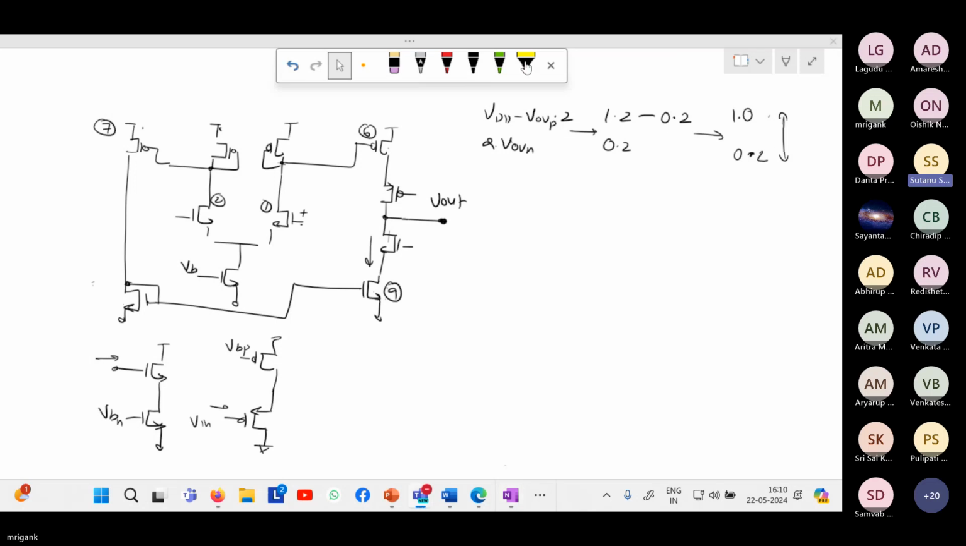Sir, for very low input, it may be turned off. Can you speak a little more clearly? What is your thinking? Sir, for the NMOS to turn on, VGS should be greater than VT. So for very low input, the NMOS will be turned off.